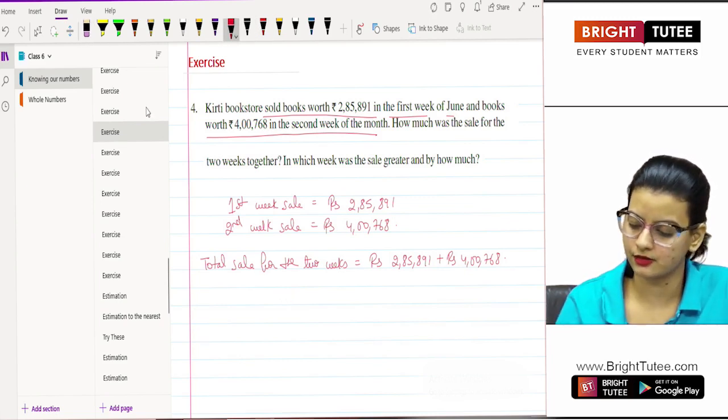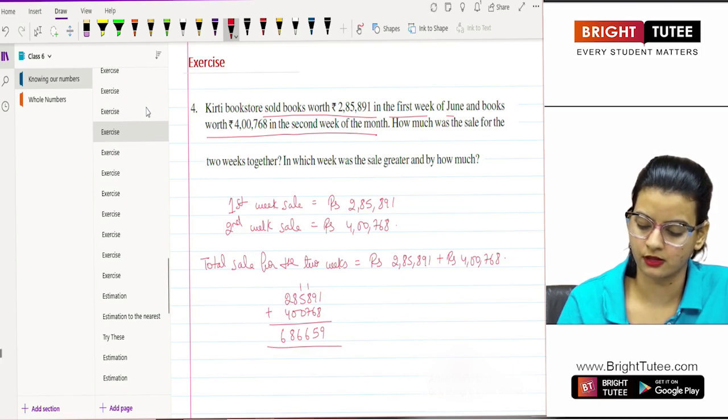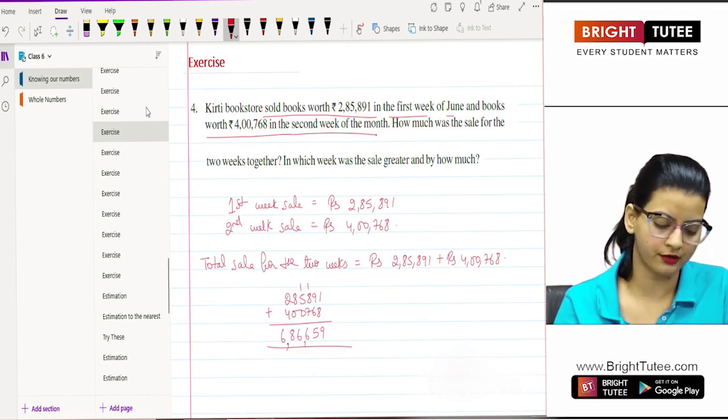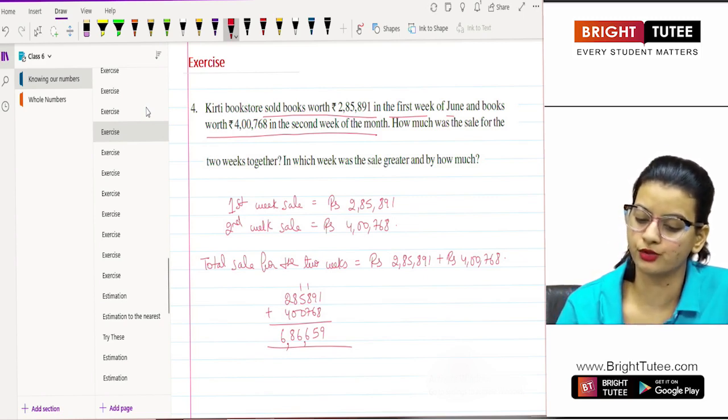So let's add this. So this becomes 285,891 plus 400,768. 8 plus 1 is 9. 9 plus 6 is 15. So 5 carry over 1. 8 plus 7 is 15 plus 1 is 16. So 6 carry over 1. 5 plus 1 is 6. 8 plus 0 is 8 and 2 plus 4 is 6. So this becomes 6,86,659. So this much was the sale of the 2 weeks together.